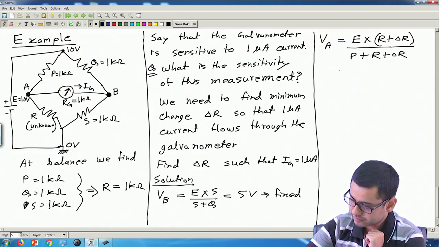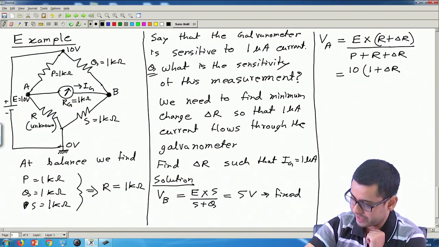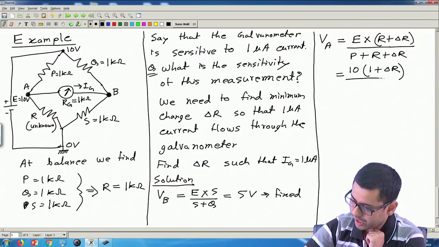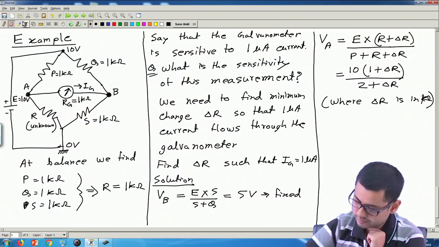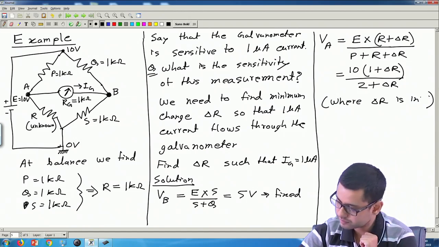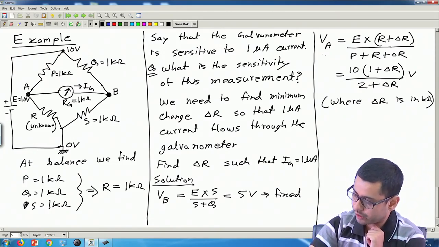So this is 10 multiplied by 1 plus delta R. This is 1 kilo ohm, and delta R we are taking in the same unit, kilo ohm, divided by P is 1, R is 1, so 2 plus delta R, where delta R is in kilo ohm, and this is in volt. So this is the value of VA.